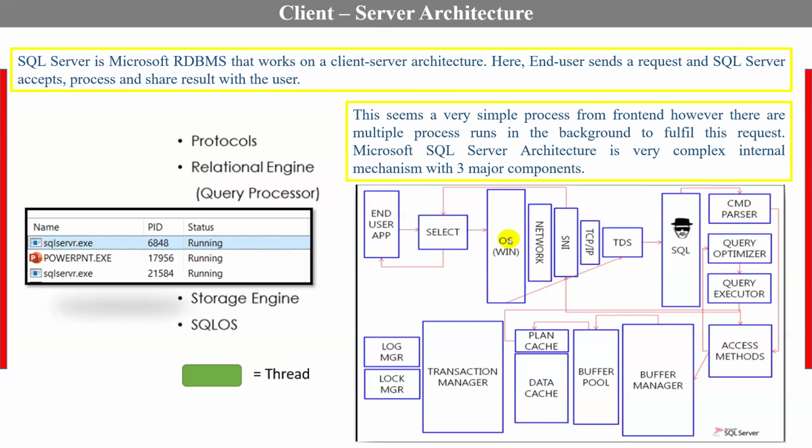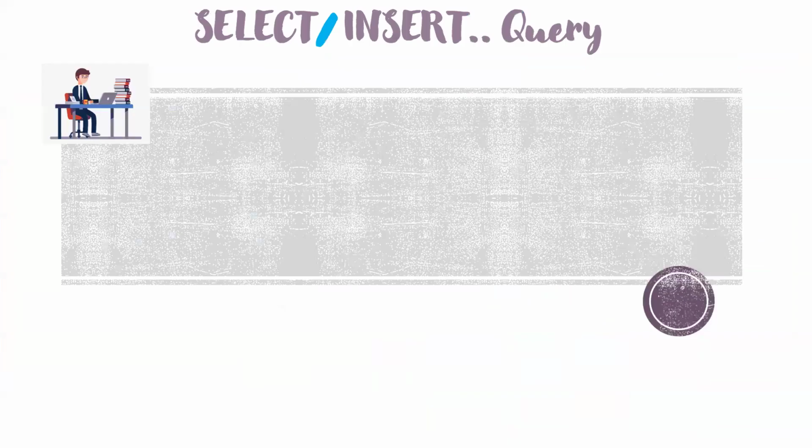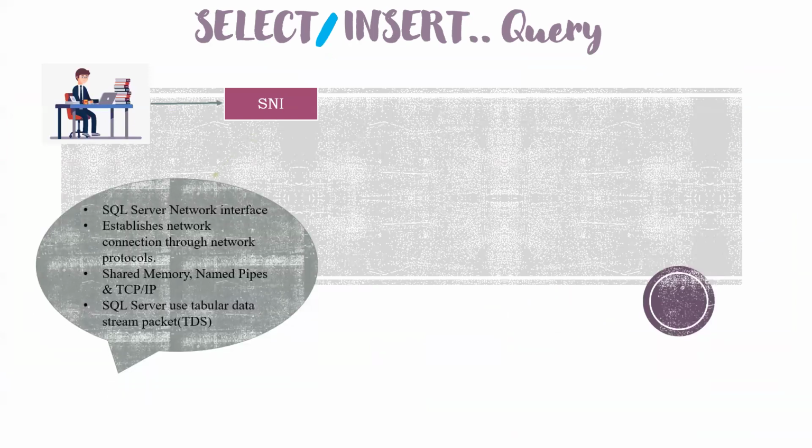When you go to the protocol layer, we have three: one is shared memory, one is named pipes, and one is the TCP/IP protocol. Shared memory is used whenever your client and server are working on the same machine. When your client and server interact via a LAN cable, we go for named pipes. And globally, we can use the TCP/IP protocol, where 1433 is the default port number.